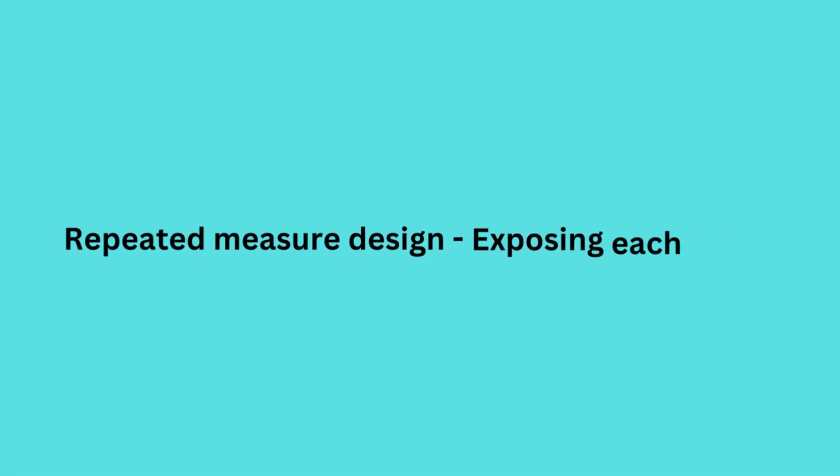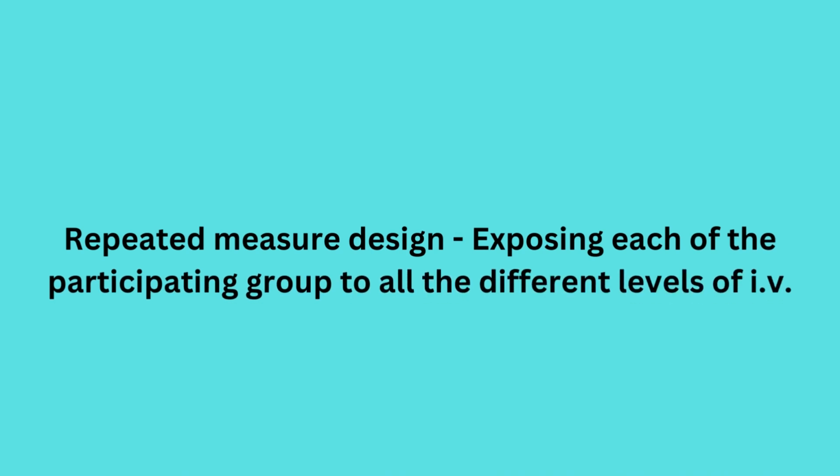The other one is called repeated measure design, in which you expose all the groups to all the levels. For example, here Group A is first exposed to bright light and then to dim light, and in both the scenes we see the effect of IV. Since we are repeating the same group with all the levels of IV, it is named repeated measure design.